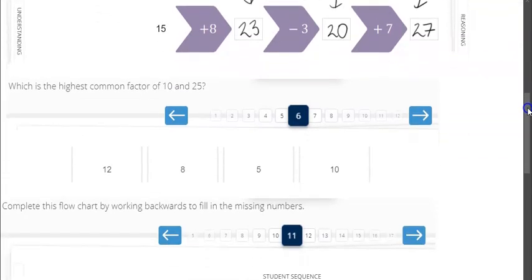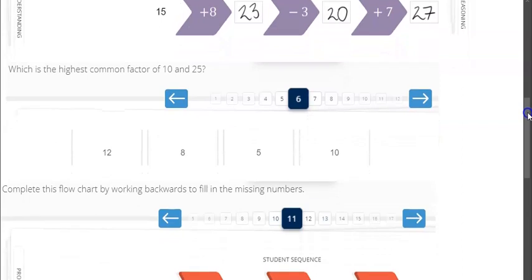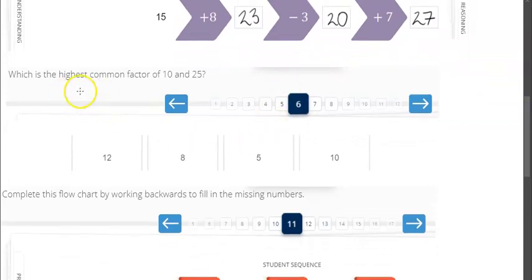The second question looks at highest common factor of 10 and 25. Remember, highest common factor can also be written as HCF. We'll do a little bit of a revision. In order to find the highest common factor between the two, we have to know how to find factors of 10 and of 25. And a factor is just a number that can be divided into the number of interest.